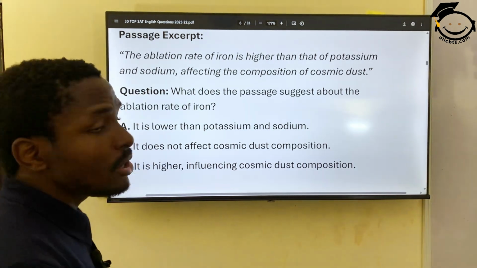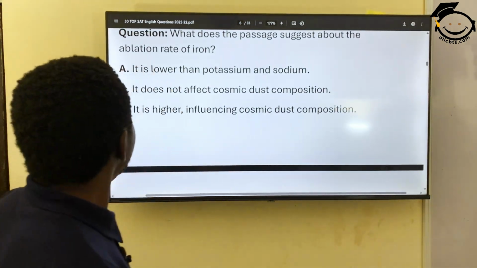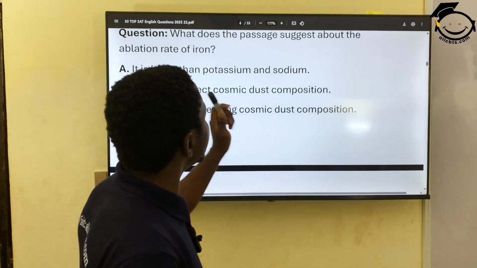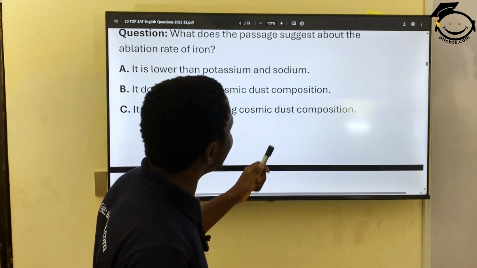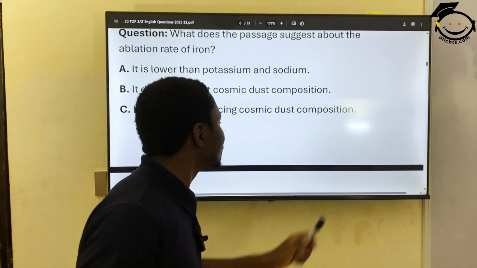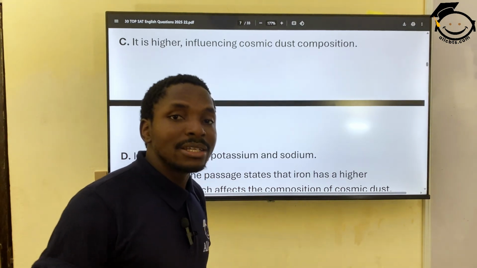So we have the options. A. It is lower than potassium and sodium. B. It does not affect cosmic dust composition. C. It is higher, influencing cosmic dust composition. And D. It is the same as potassium and sodium.